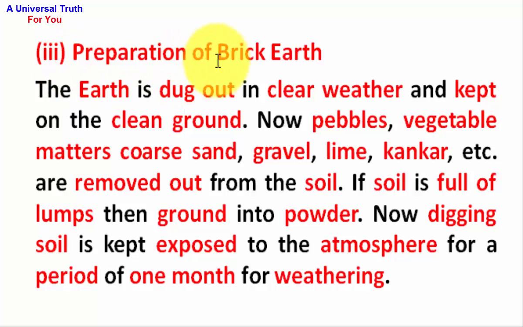Number 3, preparation of brick earth. The earth is dug out in clear weather and kept on clean ground. Now, pebbles, vegetable matter, coarse sand, gravel, lime, kankar, etc. are removed from the soil. If the soil is full of lumps, then it is ground into powder. Now, the dug soil is kept exposed to the atmosphere for a period of 1 month for weathering.